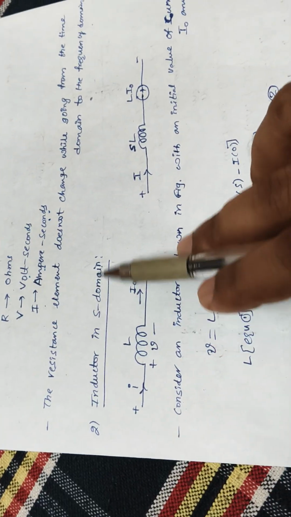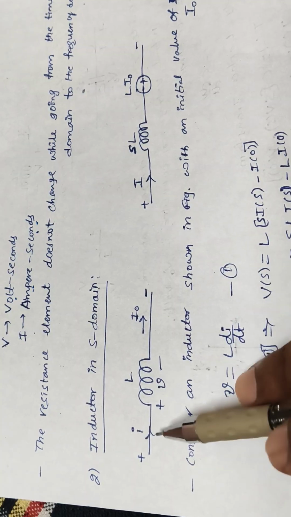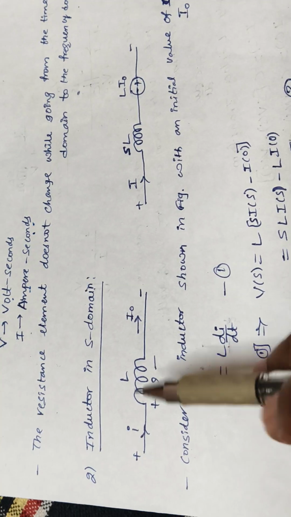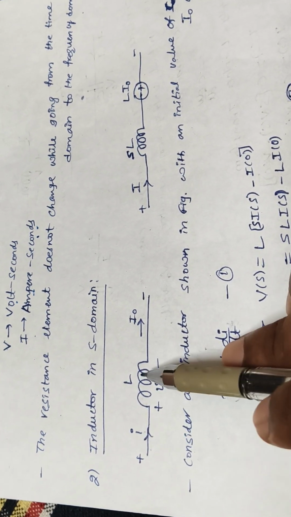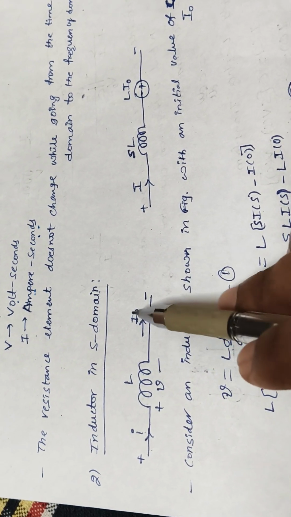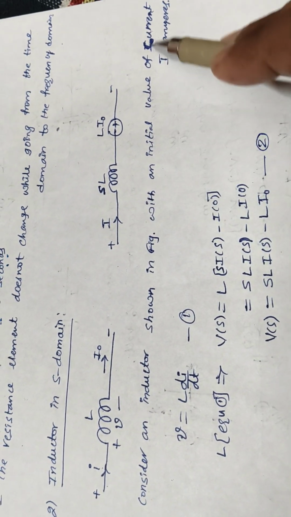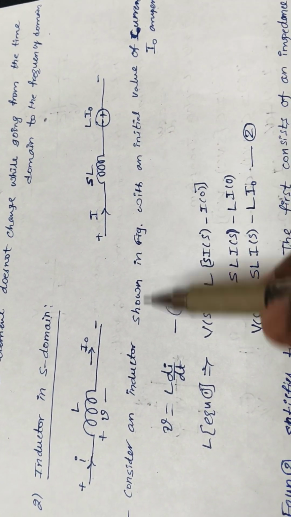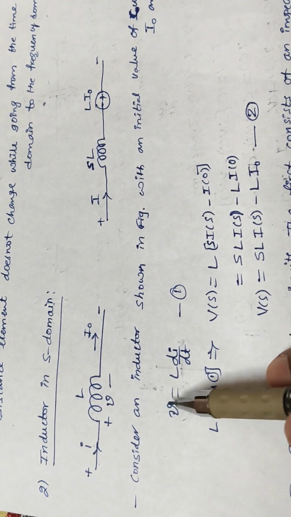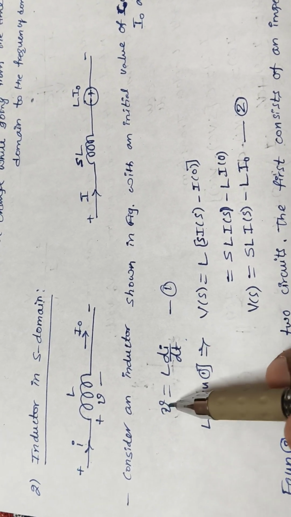The next element is the inductor in the S domain. How do we get the inductor in the S domain? In the time domain, the inductor is represented with L. The voltage across the inductor is small v, and the current is i. If it has some initial current, I represent that initial current with capital I naught. Here this is constant. So consider an inductor shown in the figure with an initial current of I naught amperes. What is the voltage across the inductor? v is equal to L into di by dt.